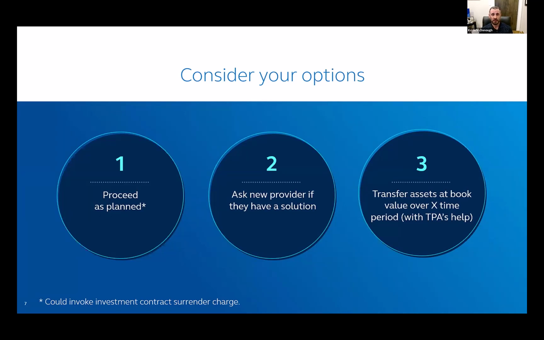Second option is the new service provider might have an option. Here at Principal, we have a few options to help mitigate that surrender charge, whether it's a plan level charge, or we can do a rate reduction to our fixed account to provide a buyout of the MVA. Or the third option would be to transfer the assets based on the contract terms and use help from a third-party administrator to assist with that.